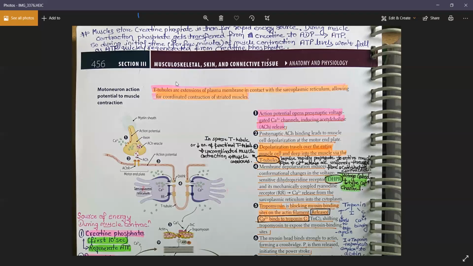But the connexons are absent in the skeletal muscles, and in the skeletal muscles, I have T-tubules instead. These are the extensions of the plasma membrane, which are connected with the sarcoplasmic reticulum. You have the plasma membrane around the muscle fiber, which is the sarcolemma, and every muscle fiber contains a sarcoplasmic reticulum. So these are the invaginations or extensions of the plasma membrane, as you can see, which are connected with the sarcoplasmic reticulum, and they allow the coordinated contraction of the striated muscles. Is that okay? Yes. Function of T-tubules.